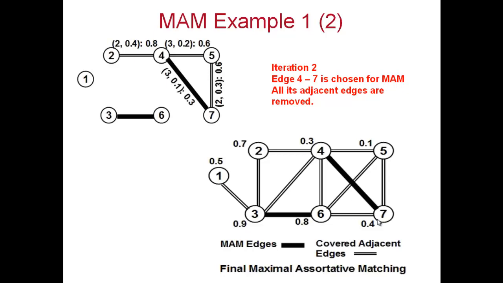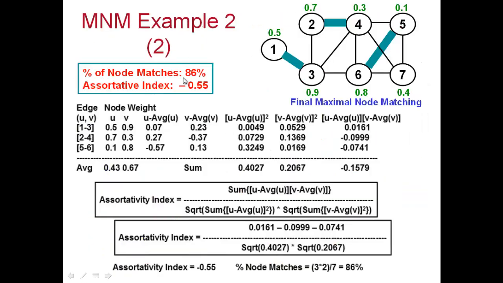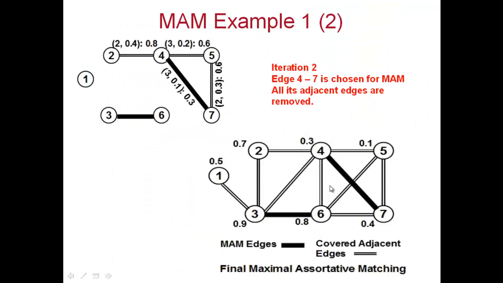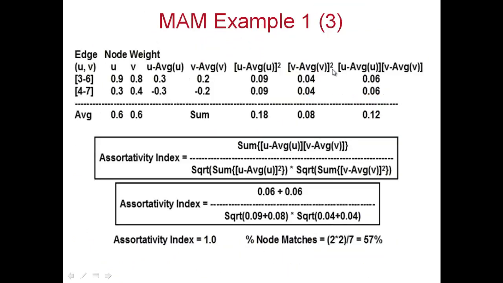Now, is it a maximal node matching? The answer is no, because for the same graph of 7 vertices, we found a maximal node matching that can cover 6 of the 7 vertices. Whereas here we covered only 4 of the 7 vertices because there are only 2 edges. So the percentage of nodes matched is going to be 4 divided by 7, that is 57%, less than 86%.